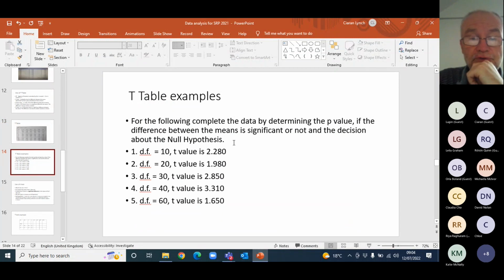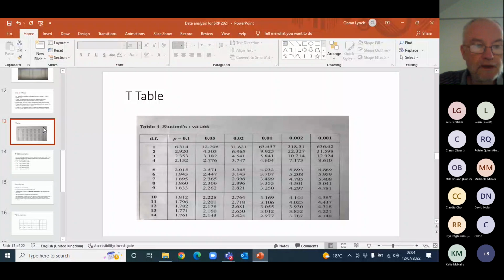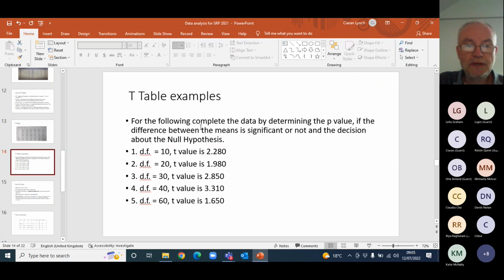Okay, can you just confirm that you can see this T-table example? Yeah. Okay. Now, you need to have your T-table open in front of you from the data sheets. I've only got a small section of it here, degrees of freedom 1 to 14. You need to have the full thing in front of you. So, this example here for T-tables.